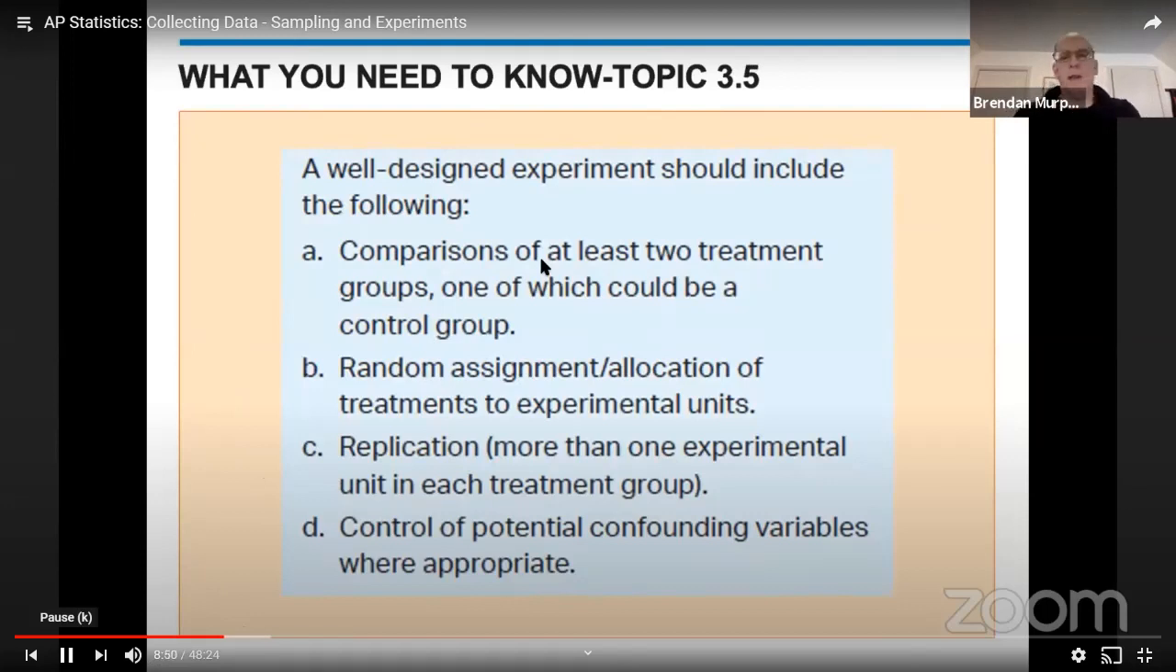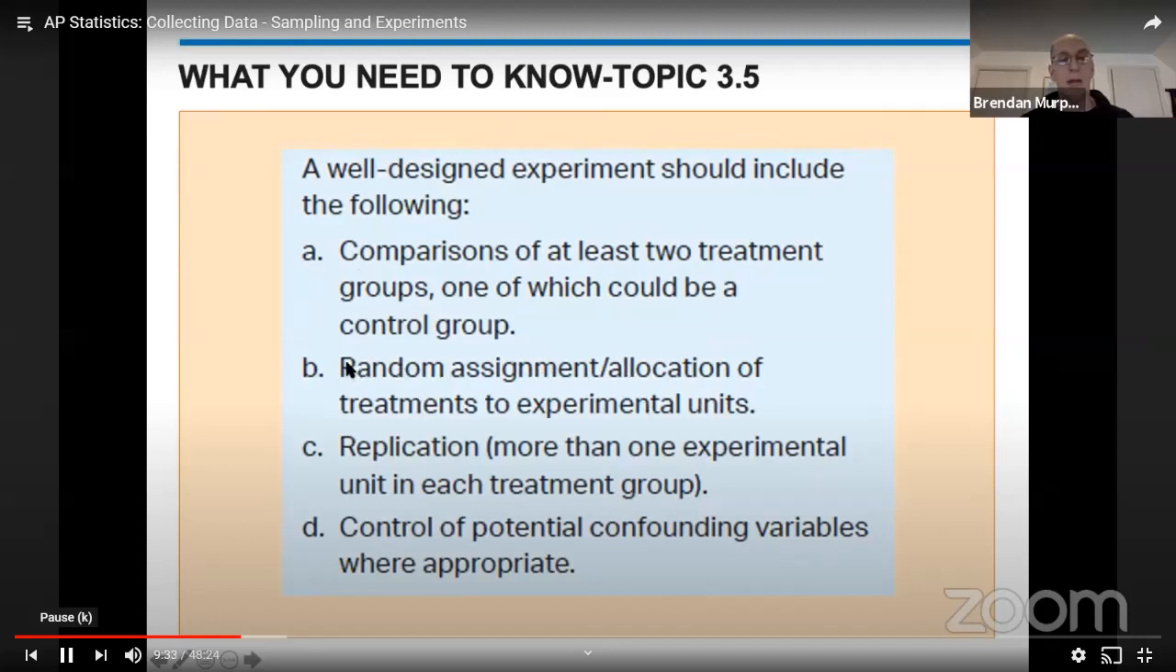And again, hopefully you've seen these before, but in A, we want comparisons of at least 2 treatment groups, one of which could be a control group. So I like to summarize that as we need to impose a treatment. We don't always need a control group in every experiment we run. And that's where sometimes my students will struggle. They'll look at control group, and then we'll get down to D. And so I'll try and see if I can work that into one of the examples I do. We do not need a control group in every single experiment that we run, but we do need to control for variables.